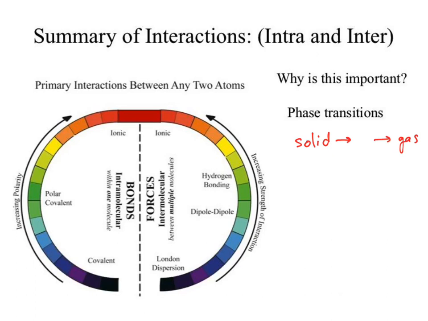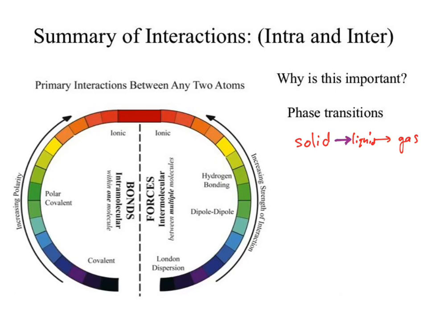Because we typically go through a liquid on the way through, but we could potentially go solid to gas. So that's ultimately what we're talking about for phase transitions: our ability to interconvert between any two of those phases. What's going to dictate that ability? Well, how do I transition from a solid to a liquid? What is that represented by?